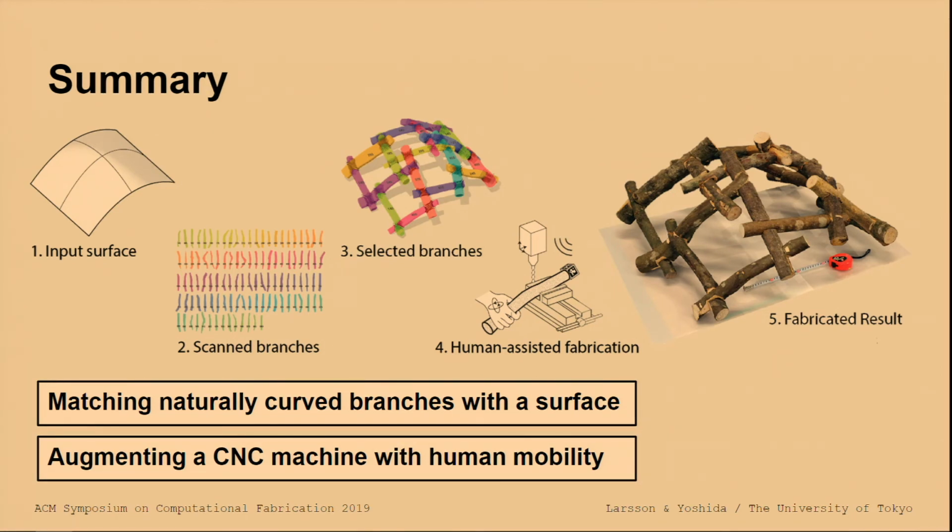So the matching algorithm has the potential to be reused for similar problems where you might want to match real material to an ideal design. And the fabrication process could also be used for other problems where you want a higher degree of freedom of direction of cutting, but you only have access to, for some reason, a 3-axis CNC machine.